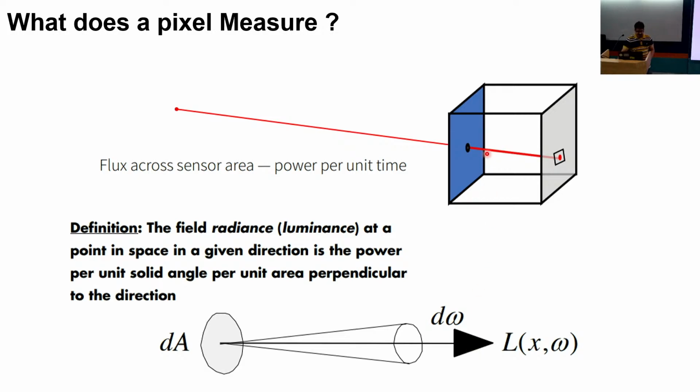And this is basically a camera model. You can assume that this is the sensor. In cameras we have sensors which have a fixed area, and this is the optical center of the lens. The light is coming from some direction and is falling on the sensor.